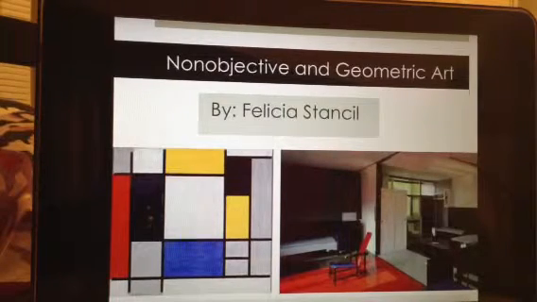My art movement project is on non-objective and geometric art. These two pictures shown are two examples of non-objective and geometric arts. They are famous and well-known pieces we will talk about soon.